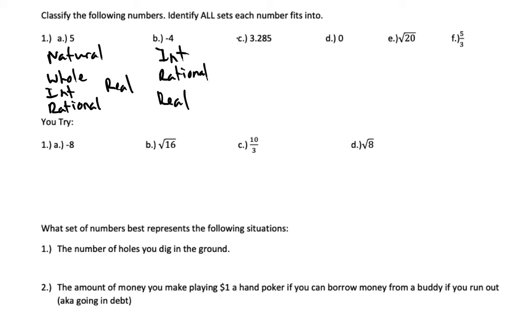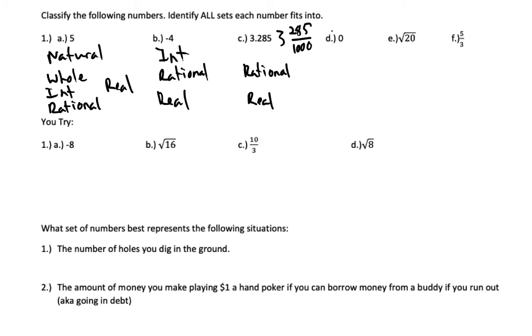What about this? We have a decimal here. Remember though, this decimal ends, which means it can be written as a fraction. This can be written as 3 and 285 over 1,000. So if this can be expressed as a fraction, what does that make it? That makes this rational. Now, is this a counting number or a negative counterpart of that? No, so rational is the smallest group it's a part of. That also means that it's a real number.